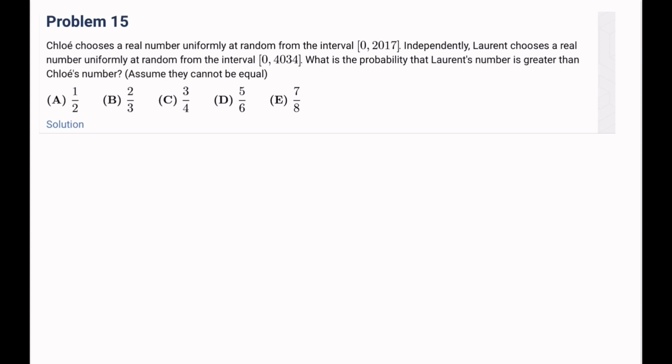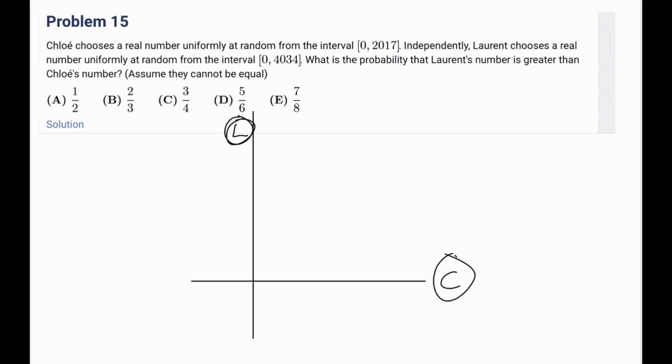So for this, let's make it kind of geometric, right? And so let's make some axes like this, and then let's say that this is the number that Chloe picked, and this is the number that Lawrence picked, right? Chloe and Lawrence, okay? And so Chloe can choose from 0 to 2017, right? And Lawrence can choose from 0 to 4034, which is 2 times 2017, right? And so this is all of the choices that they can both make.